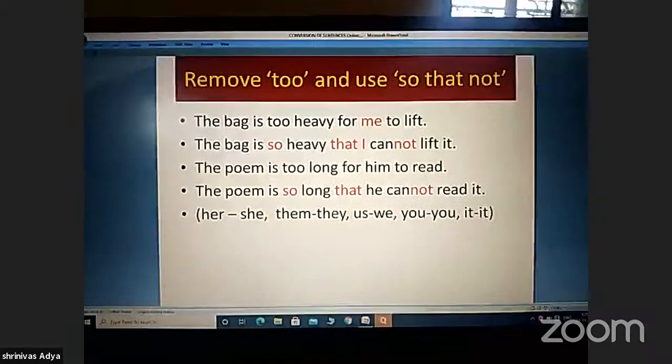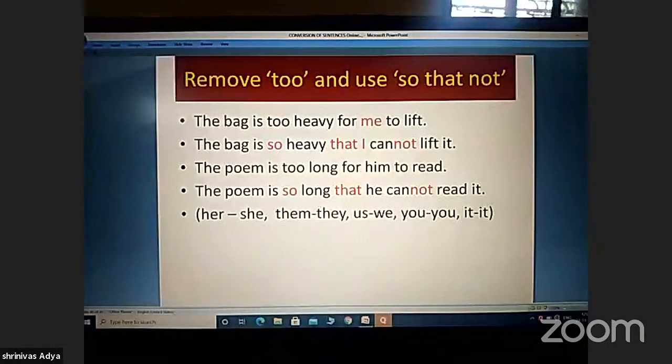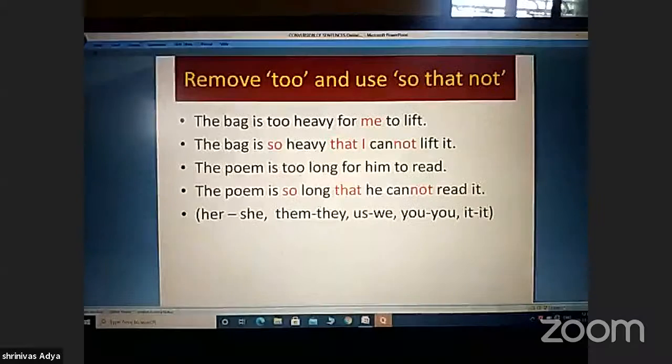Now I think you can work on some examples. Take down some sentences to change. Let us go to the next slide. Here you have some sentences that have too and to. Replace them with so that not and rewrite the sentences. If anybody wants to ask any question.